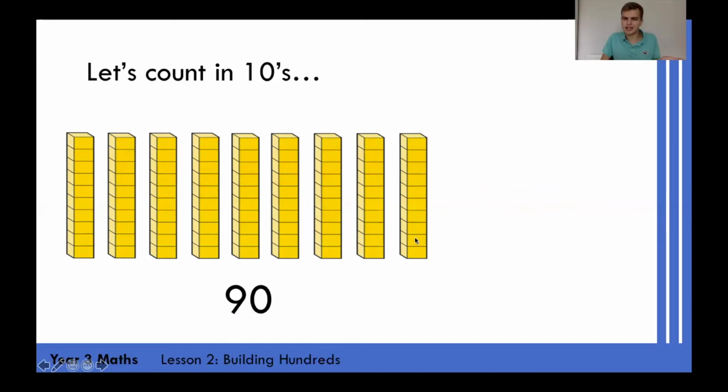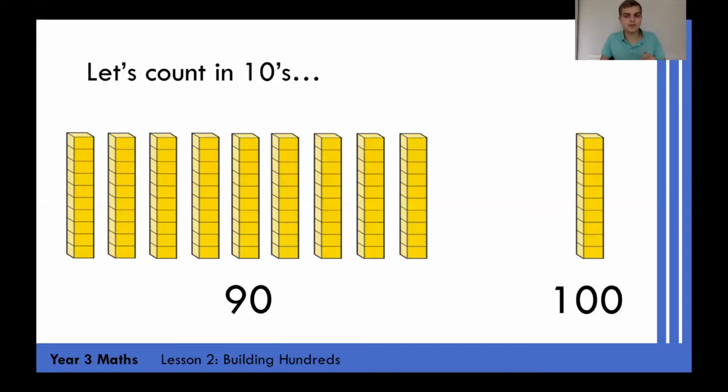I've got 90, 9 tens, no ones. If I added one more 10, I'd get to 100. You're absolutely right. 10 lots of 10 equals 100. And 100 is a 3-digit number, isn't it? Because it's got the digit 1, the digit 0, and the digit 0. So 10 lots of 10 is 100. So we've counted in tens.